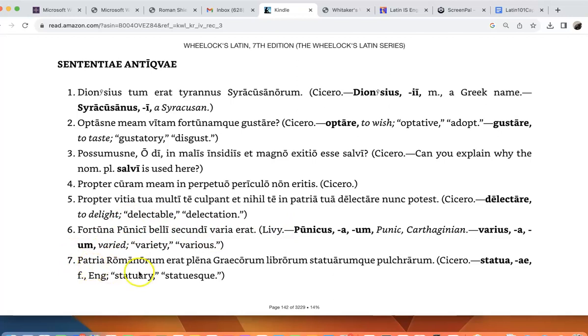All right, septem, patria Romanorum erat plena Graecorum librorum statuarumque pulchrarum. So what do we have here? That the fatherland of the Romans was full of Greek books and of beautiful statues.